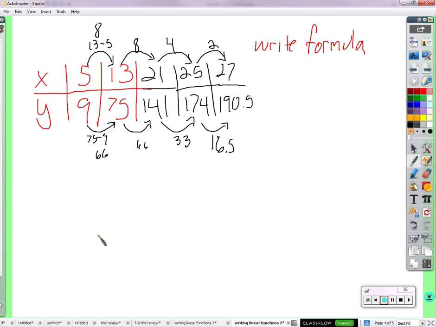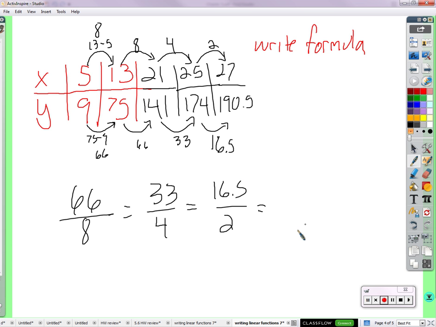Okay, so all of these have the same ratio. What's the rate of change of y to x? Y changes 66 and x changes 18, which is the same as y changing 33 and x changing 4, the same as y changing 16.5 and x changing 2, or y changing how much for every 1 x? 8.25 y's for every 1 x.